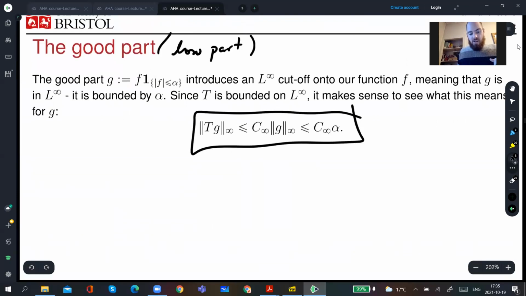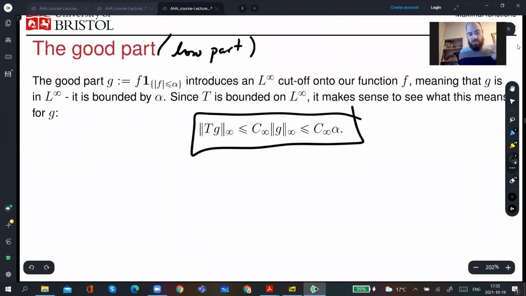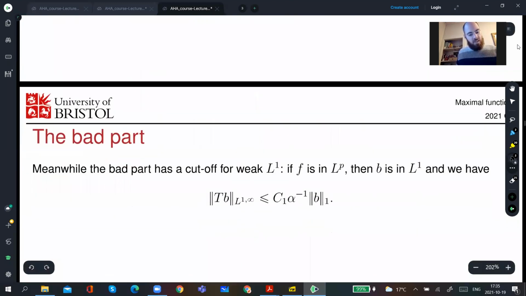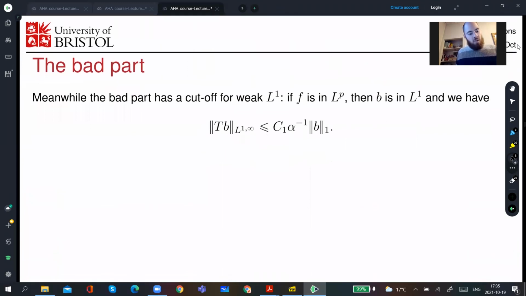This does have a knock-on effect, though, that we'll get to in a minute. We've got to see how to use this. Let's go to the bad part, or the high part, again in a physical sense, not a frequency sense. We cut off, at altitude alpha, the good part, all the low parts, and then we're left with the high part. And that's definitely not in L infinity.